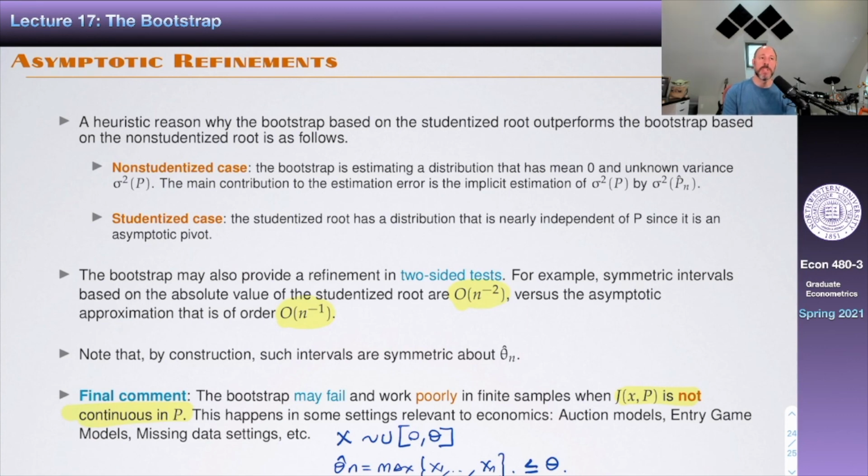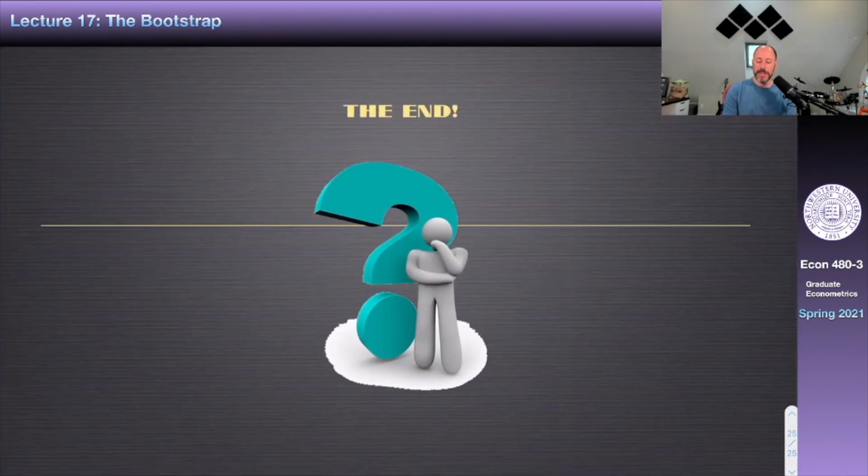Okay. Other than this, I'm done for today. We got to the end. Next class, we're going to discuss two final methods that fall into the class of resampling methods. One is going to be called subsampling, and the other one is going to be called randomization test, which includes the so-called permutation test as a particular case. And that's going to be the end of 480.